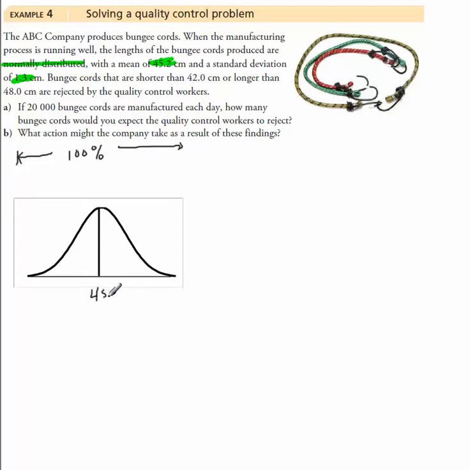Our mean is in the middle. 50% of the bungee cords will be shorter than the mean, with the other 50% longer than the mean. Our mean is represented by mu. Mu is 45.2, standard deviation of 1.3 centimeters.